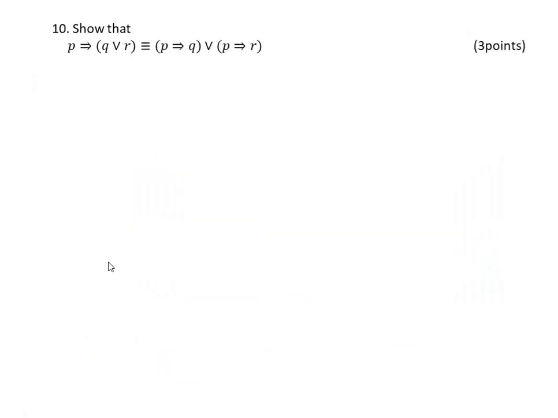Number 8. Show that P implies (Q or R) is equivalent with (P implies Q) or (P implies R). Now, for this case, we can show this using our constructed truth table. Or otherwise, you can prove using formal logic. That means by using the definition that P implies Q is equivalent with negation P or Q, P implies (Q or R) is also equivalent with negation P or (Q or R).